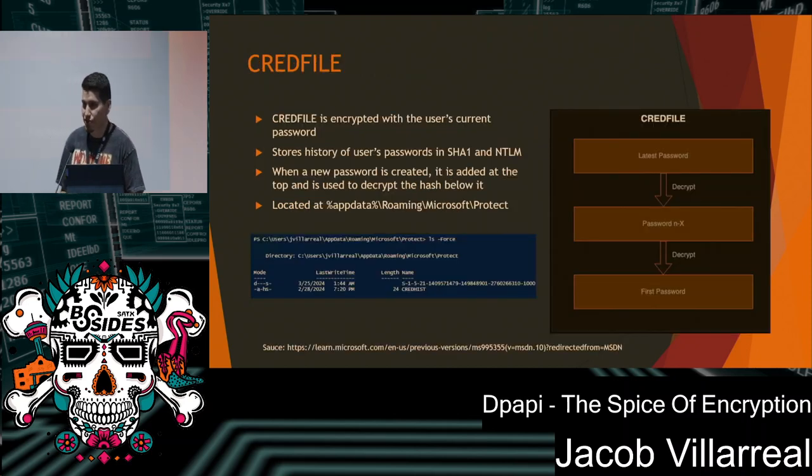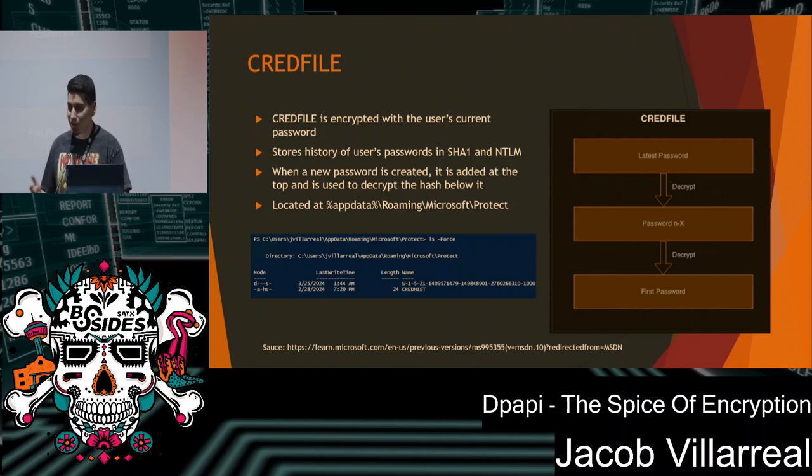So one of the first things we're going to talk about is the cred file. And this one, as the name implies, is a file that has a history of the user's credentials. Every time the user changes their password, their new password goes at the top of the file, and the file is encrypted by the user's password. Once they change it again, the new password goes on top of the file, and each of those is used to decrypt the previous one. And it also has the location of that as well.